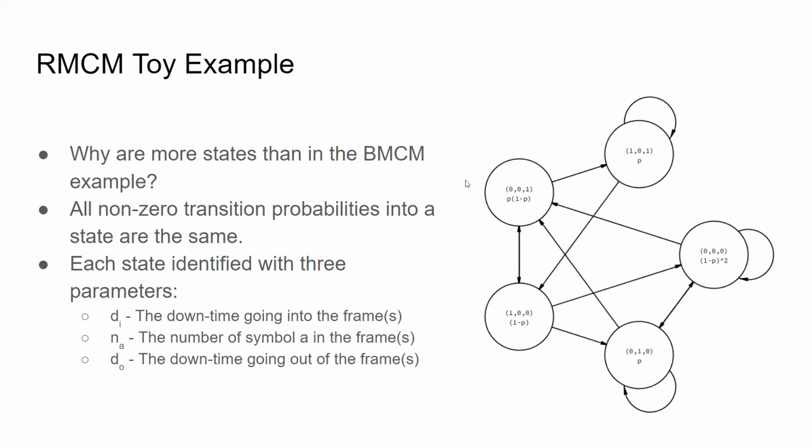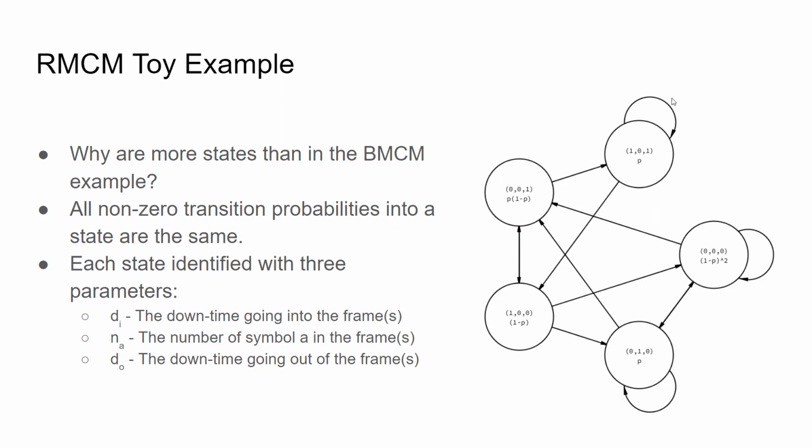So each of these scenarios is actually represented by a separate state in this case. And that's what leads to some states which appear to be repeats of each other. And so you can see some triplets inside the state that's supposed to represent D sub I, D sub A and D sub O.